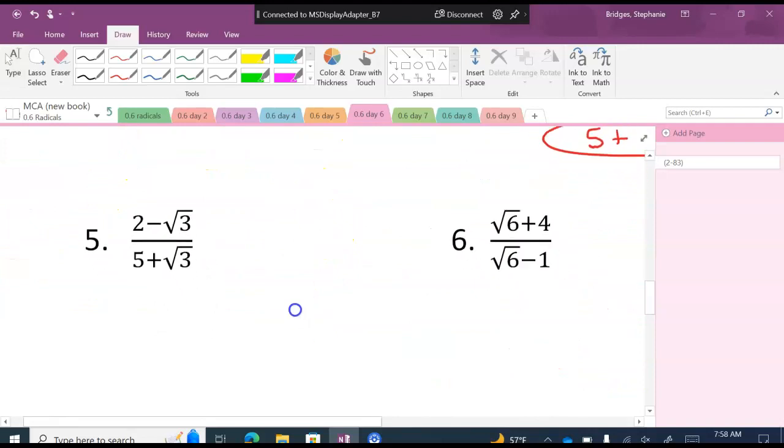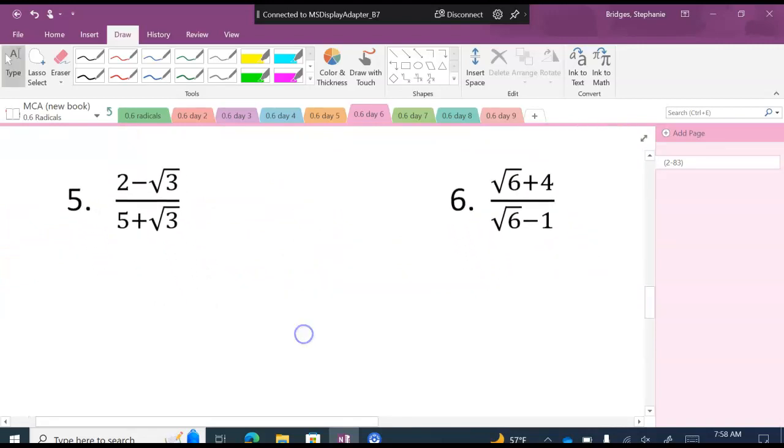So let's take a look at 5. If you'll take a minute and write it down, we're going to work through this together, and then I'll let you try 6, and these will be our last 2. The only difference between these 2 and the first 4 that we did is my numerator has a binomial as well. That doesn't change the process. We still want to multiply the top and the bottom by the conjugate of the denominator.